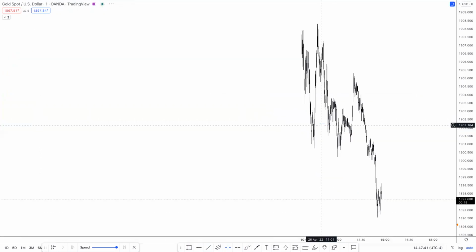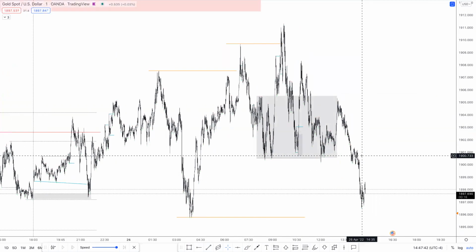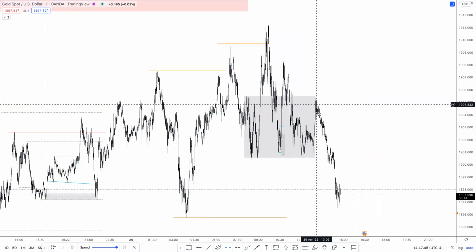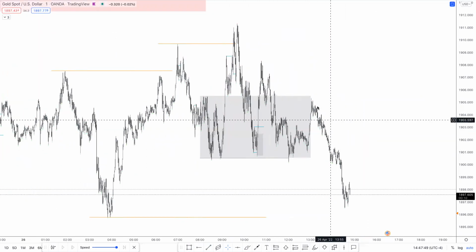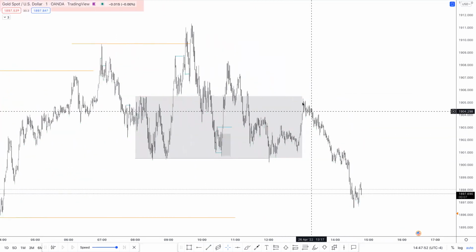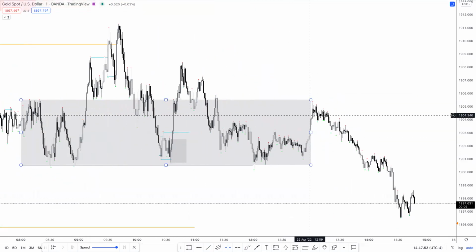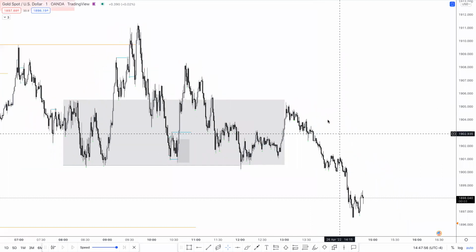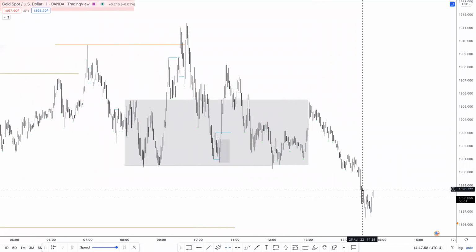And if we come over to gold, yes, I was eventually looking for continuations around this area here. Once we took these lows out here, I was looking for continuations here, but we just never set up. It never gave me anything to tell me that this was going to go short.